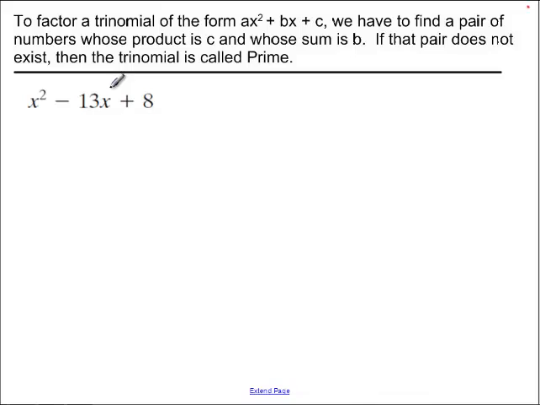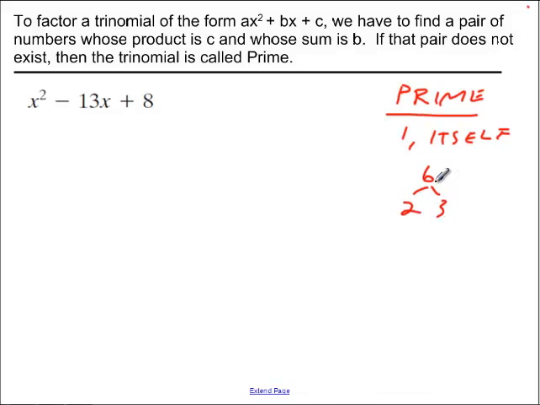Let's go to the last example. Let me ask you what a prime number is, or maybe just refresh your memory. A prime number is something that's divisible by only 1 and itself. So let's take a look at something like 6. Is 6 a prime number? Well, no. We've got 2 and 3 that could be factors of 6.